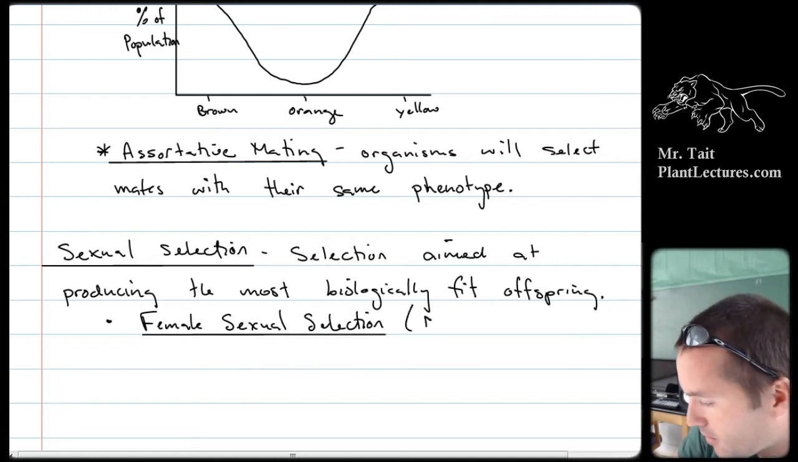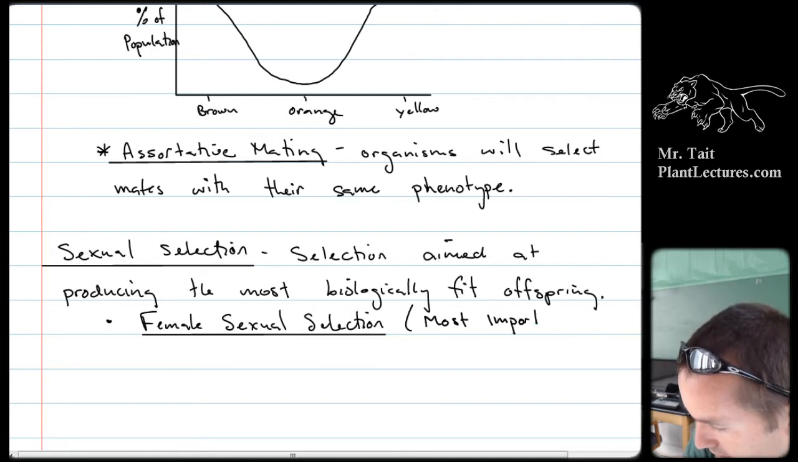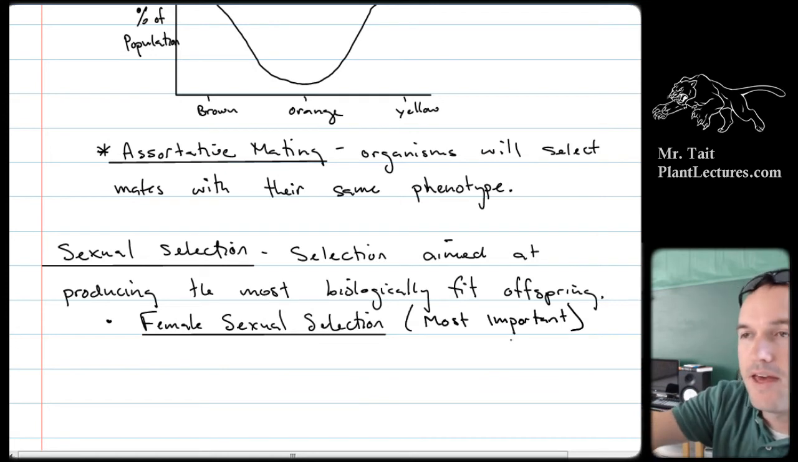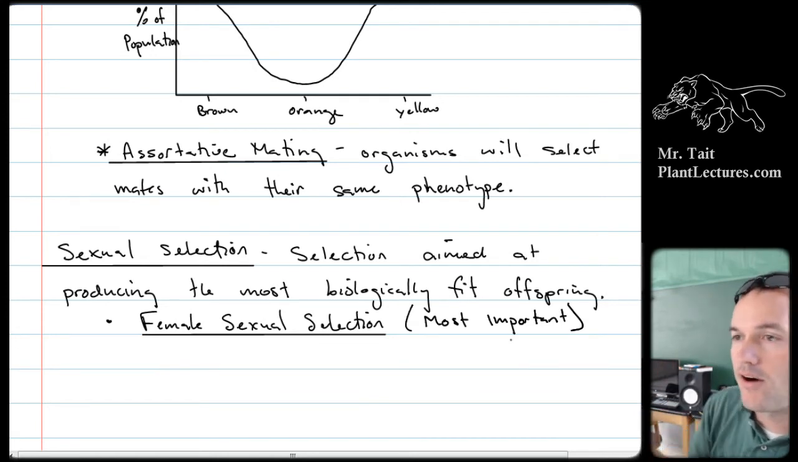Which is by far the most important. And the reason for that is that females have to be choosy, right? They have a very limited number of offspring that they can have, right? They need to select a mate that is going to provide them with the most fit offspring.